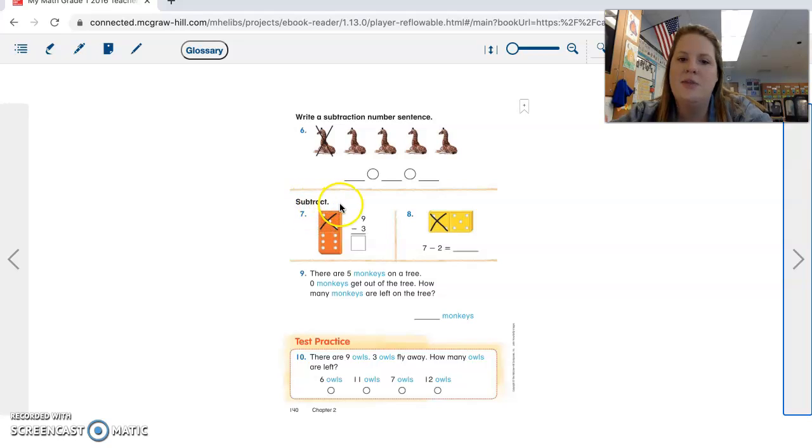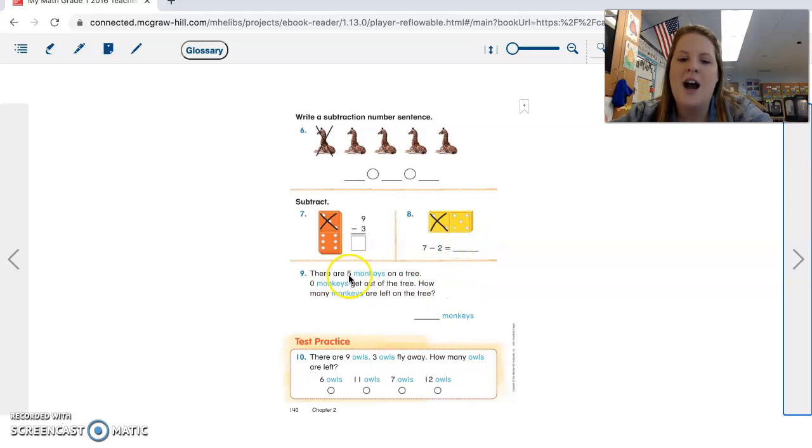This part, it says subtract, okay? So we did this yesterday in vertical addition, subtraction. So you're going to count how many dominoes, how many dots are left, and you're going to write them in the box right there. Same thing over here. You're going to count how many are left and write them right there.